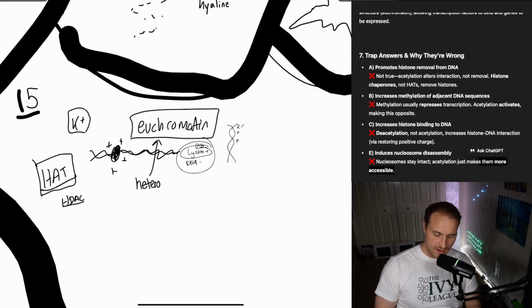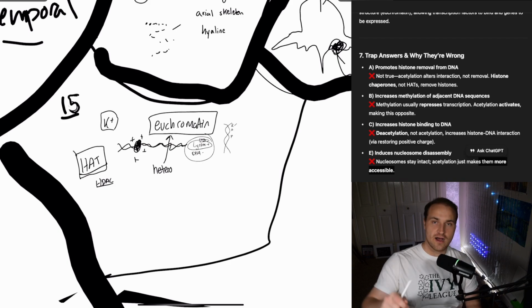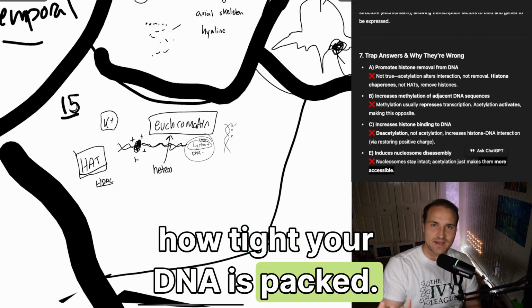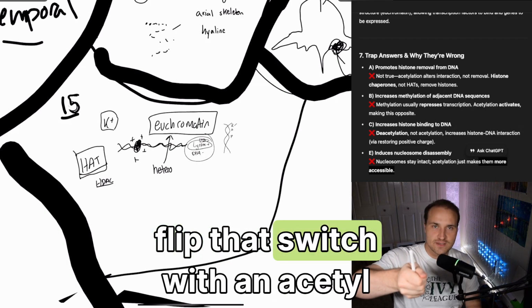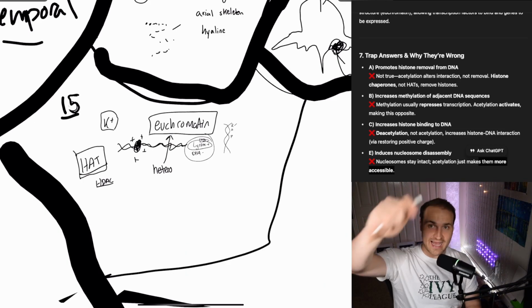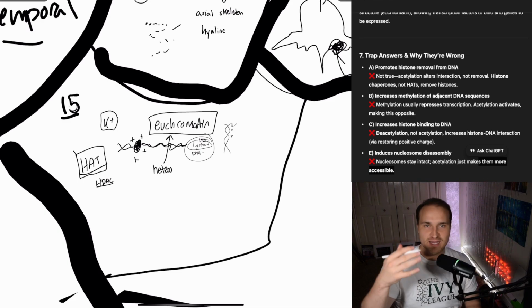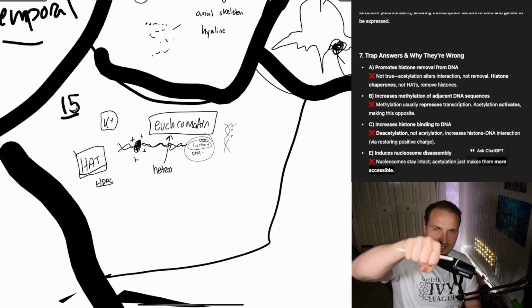And so the turning on and off of genes, the takeaway that I want you to get from all of this, the turning on and off, is just how tight your DNA is packed. That's all it is. And you can flip that switch with an acetyl group. That's histone acetyltransferase, HAT. It adds acetyl groups to lysine residues on histone tails. Normally your lysine carries the positive charge and it clings super tight to the negatively charged DNA phosphates.